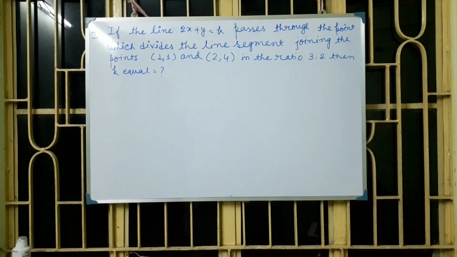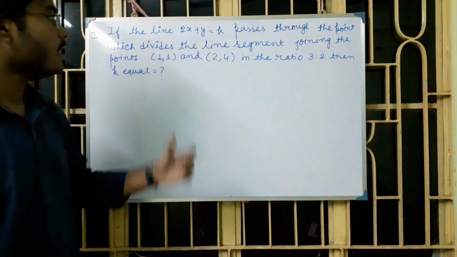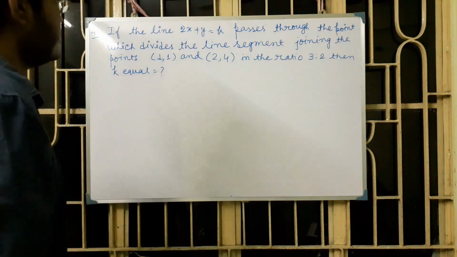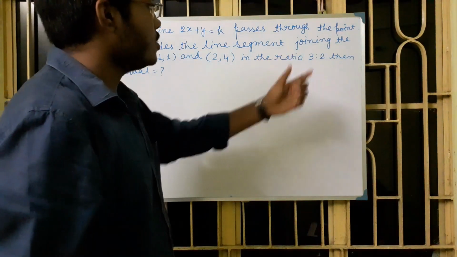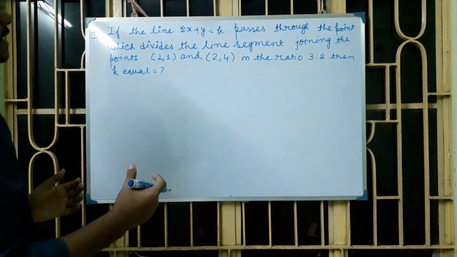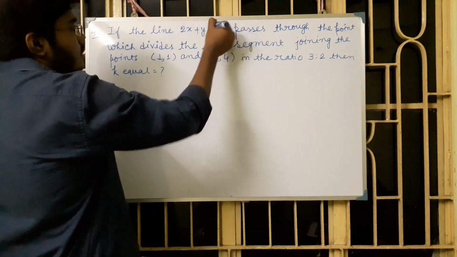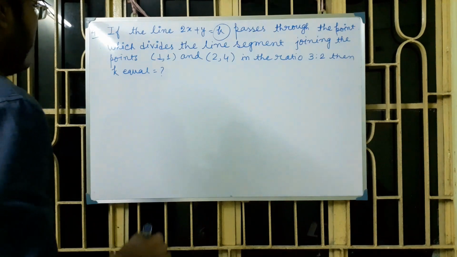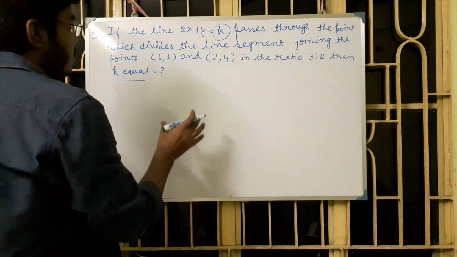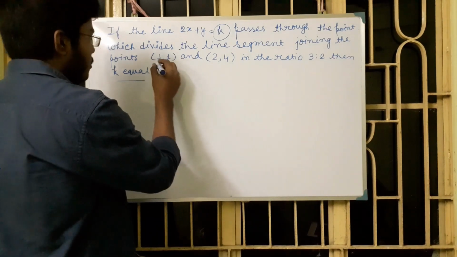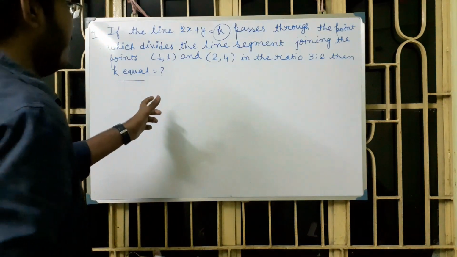The next problem is: if the line 2x plus y equal to k passes through the point which divides the line segment joining the points (1, 1) and (2, 4) in the ratio 3:2. So what have they asked? They have asked to find this k. K is equal to how much? And what information have they given? That this line passes through that point.